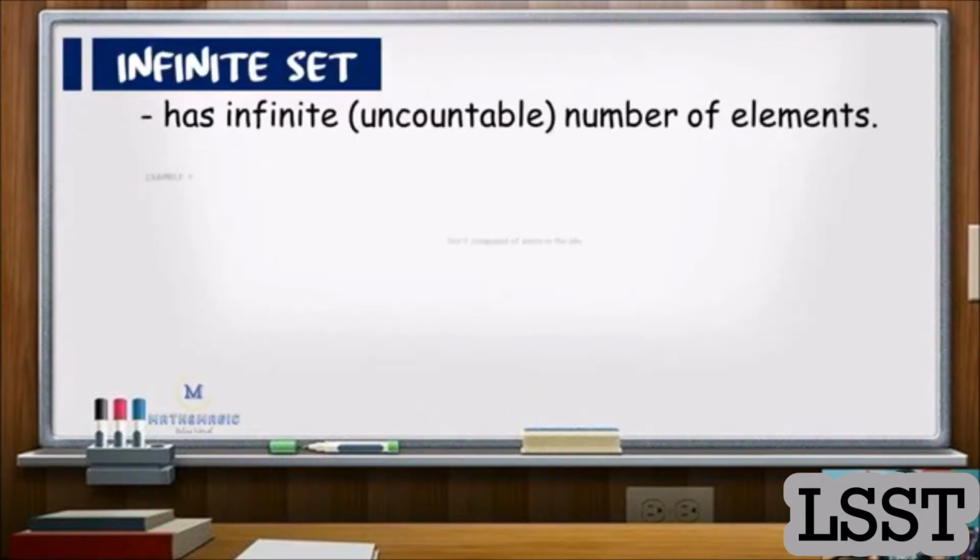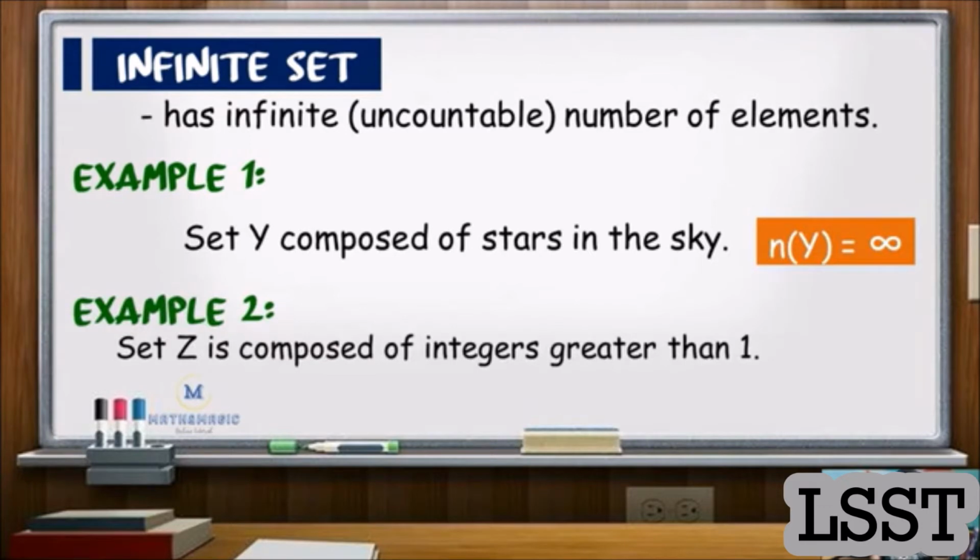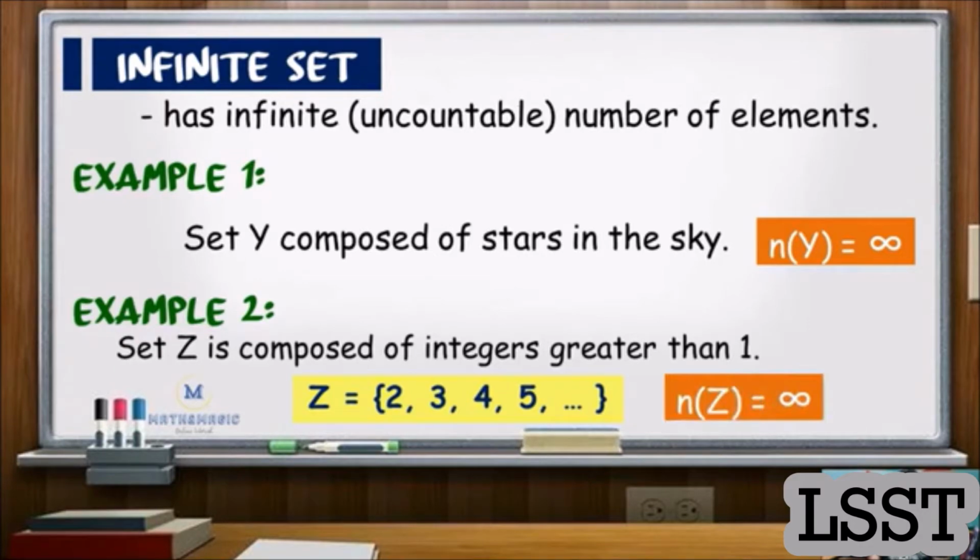Conversely, for infinite set, it has uncountable number of elements. We have set Y composed of stars in the sky. So there are a lot of stars in the sky. So there are an uncountable number of elements. Then you have set Z composed of integers greater than 1. So you have 2, 3, 4, 5, and so on. More likely, the set is an infinite set.